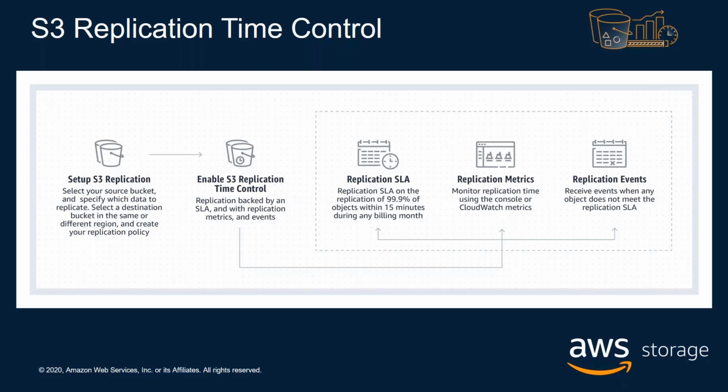RTC has metrics with which you can monitor your replication progress. Replication metrics are available through the Amazon S3 console and the Amazon CloudWatch.